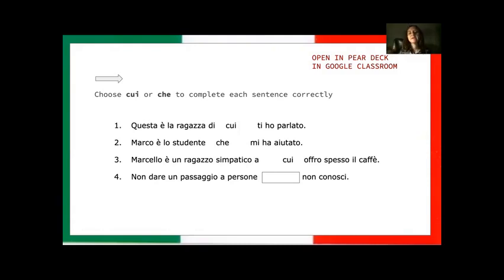Next one, Gianna. Good job, a cui. Why did you use cui? Correct. Because there is that preposition. And you guys remember, every time we have that preposition, we have to use cui. Okay? Numero 4. Jennifer, non dare un passaggio a persone che non conosci. Again, here we do not have a preposition, so we must use che. All right, very, very good.